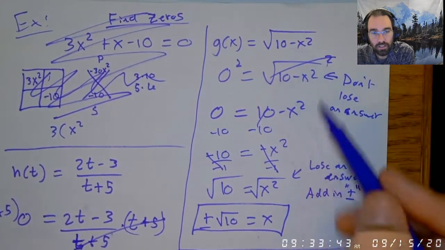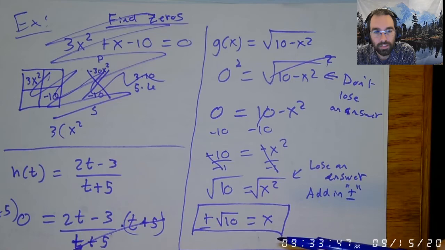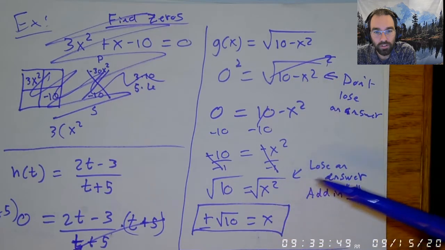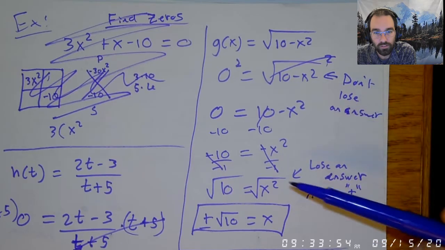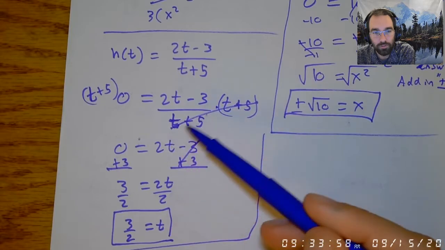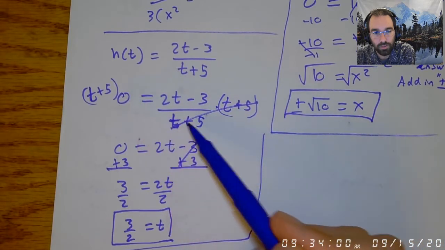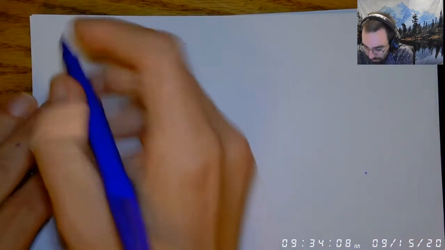So two big things that we want to think about here: make sure with square roots and squares, you have to figure out when do I lose an answer, when do I not lose an answer. And with rational functions, if you're trying to find an output of 0, the bottom isn't going to do it for you. Next up, I want to talk about increasing, decreasing.